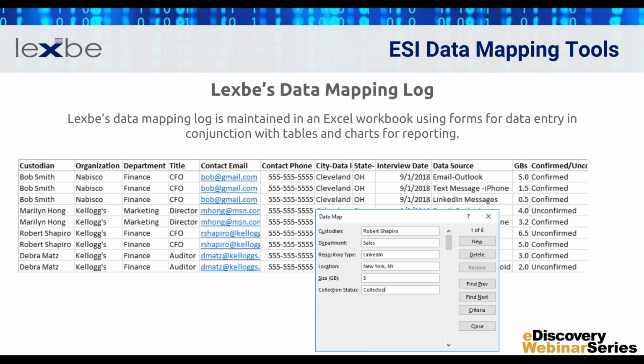First off, you'd have the custodian and the organization and department they're in, and information about them. And you'll see that they're repeated. So Bob Smith is repeated 3 times on this. This is because Bob Smith has 3 different data sources associated with him. So if you go to one of the far right columns there, you'll see that he has Outlook email, text messaging on an iPhone, and LinkedIn messages, all relevant to this case. And then there's an estimation of the number of gigabytes in each one of those.